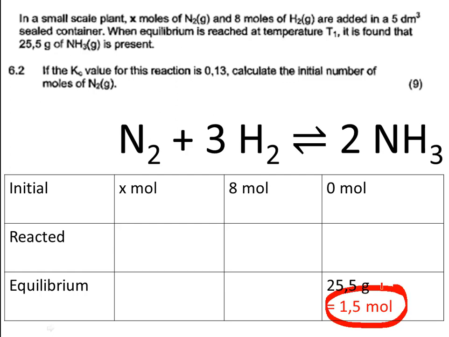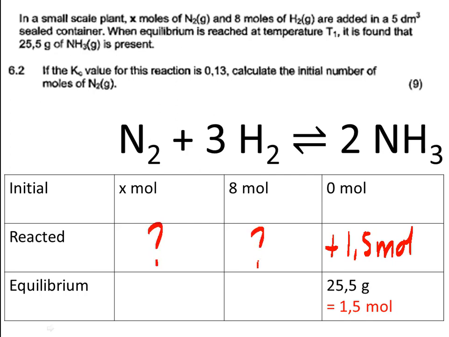How can that help us? Well, that means that 1,5 moles of ammonia must have reacted, must have been produced during the process, because we started with nothing. How does that help us further? We can then find out how many moles of nitrogen and how many moles of hydrogen must have reacted in order to form 1,5 moles of ammonia.